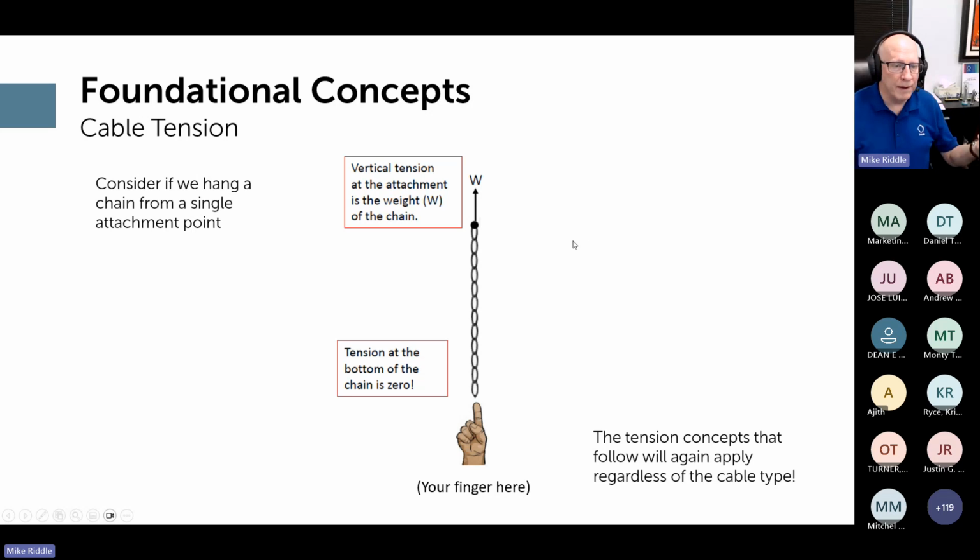Okay, so we've talked about sag. Now let's talk about tension. And I want to start off with, imagine that we have hung a chain from a single attachment point. The vertical tension at the attachment point is the weight of the chain. But then that means that the tension at the bottom of the chain is 0. And again, these concepts as we talk about tension are going to apply regardless of the cable type.